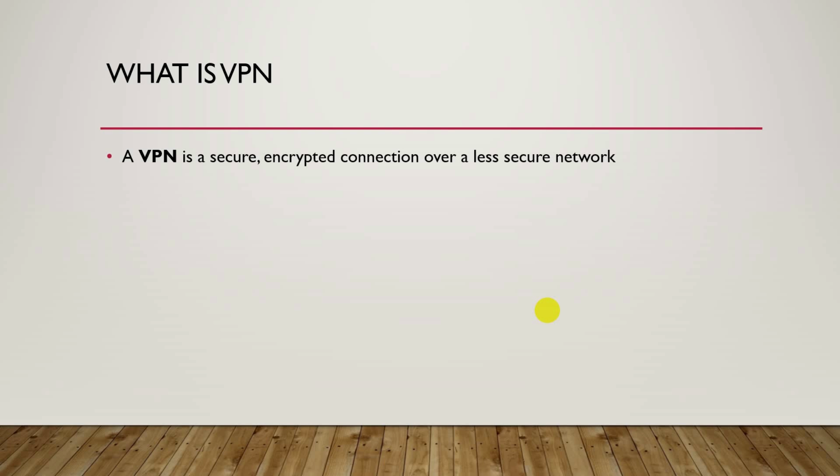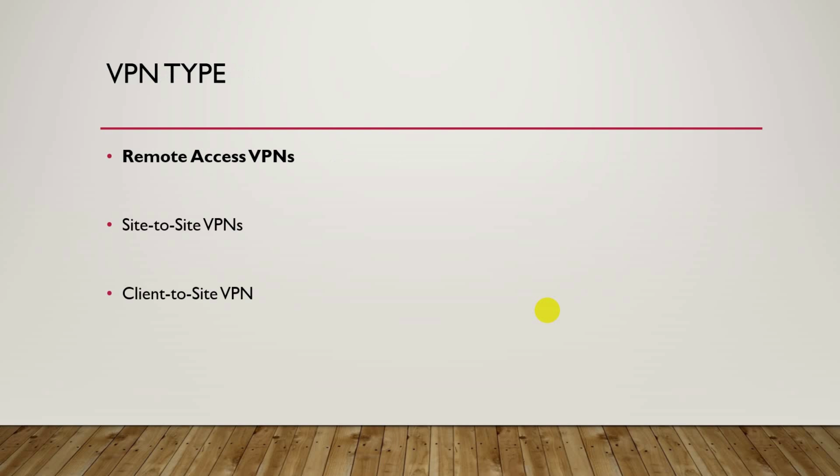And what about the organization? In an organization, let's suppose we have a site-to-site VPN. For example, when we have two branches connected together via the internet, in this case we should use a site-to-site VPN.